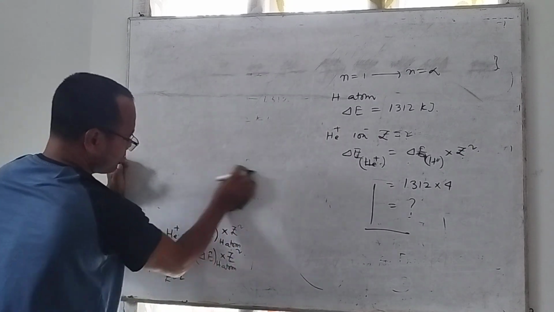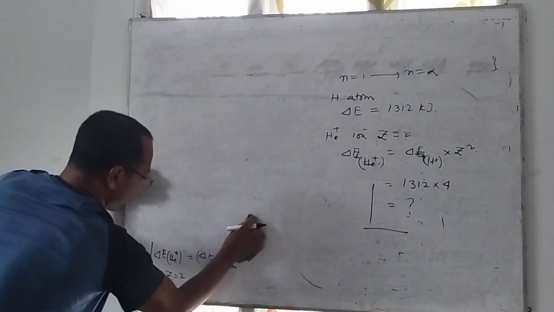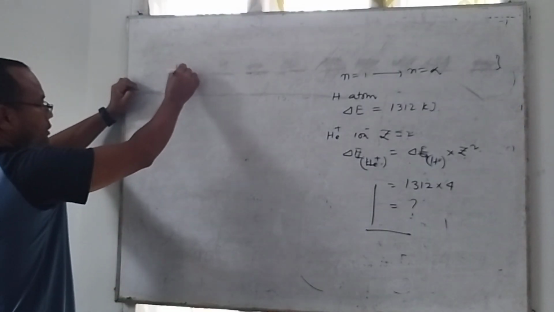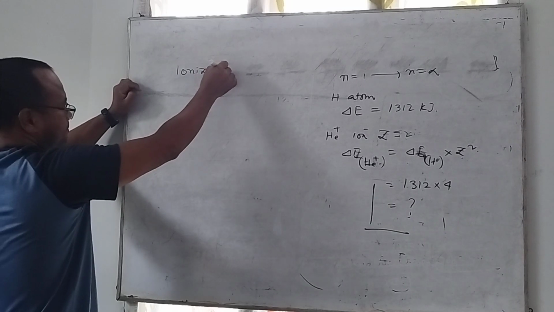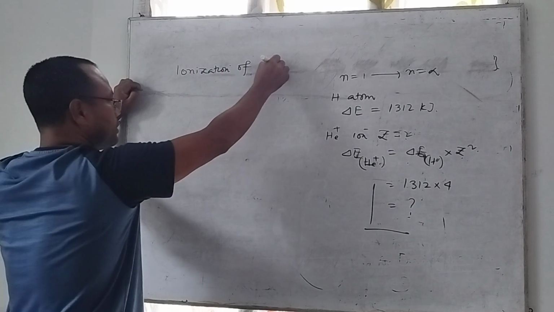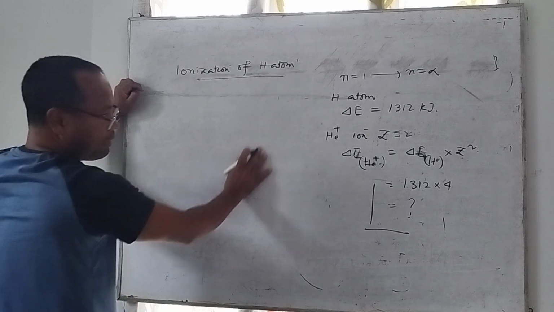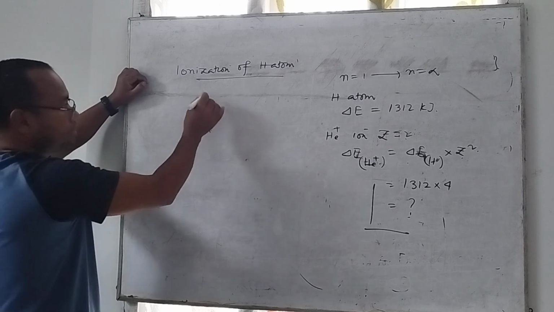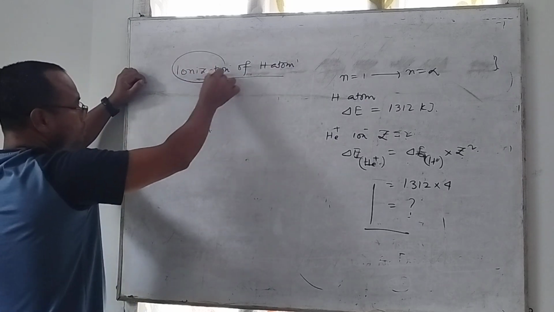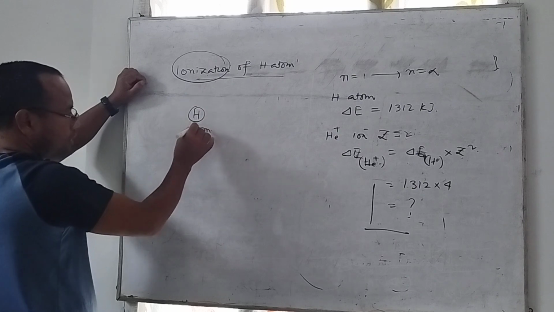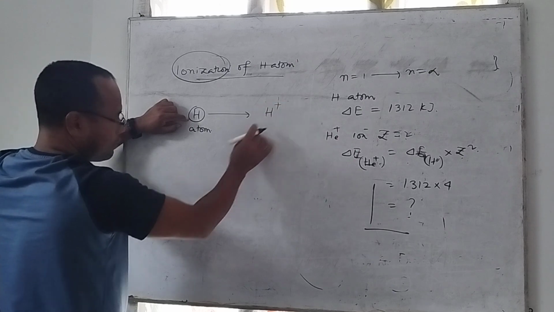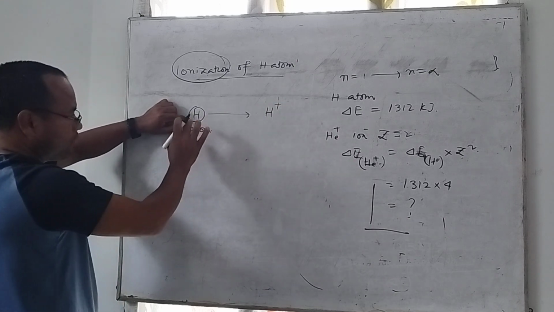Now here, the ionization of our hydrogen atom. I write this: ionization of hydrogen atom. Ionization means formation of the ion. How does the hydrogen atom form the ion? I write hydrogen ion. So how does this hydrogen ion form from the hydrogen atom?